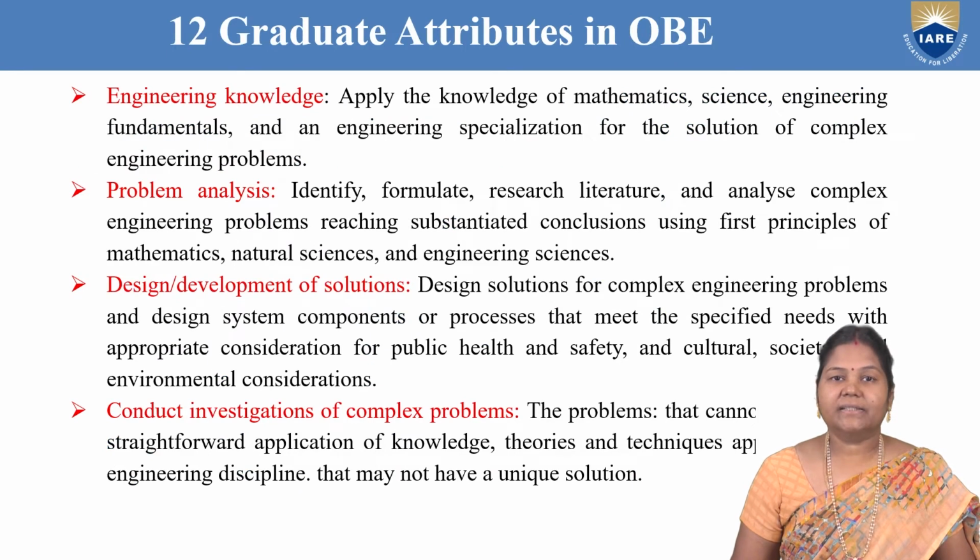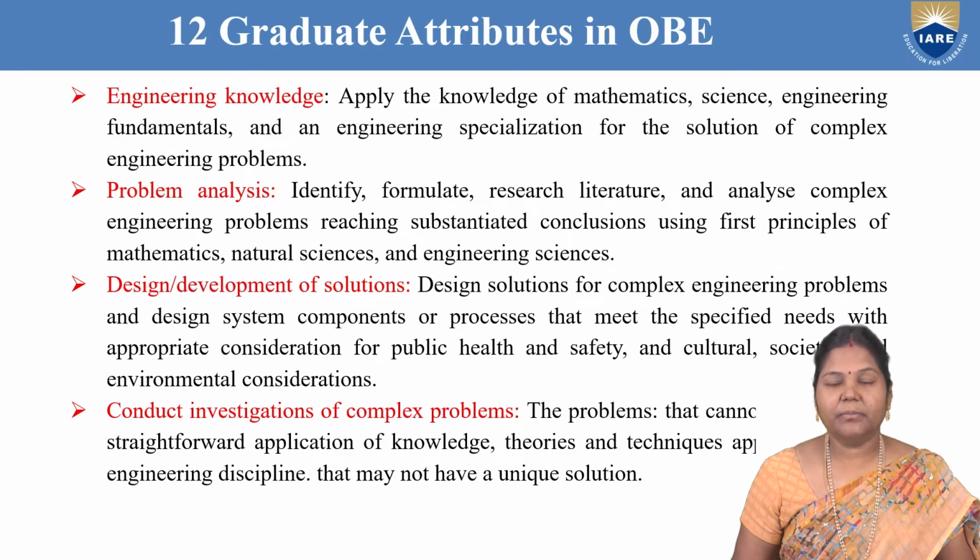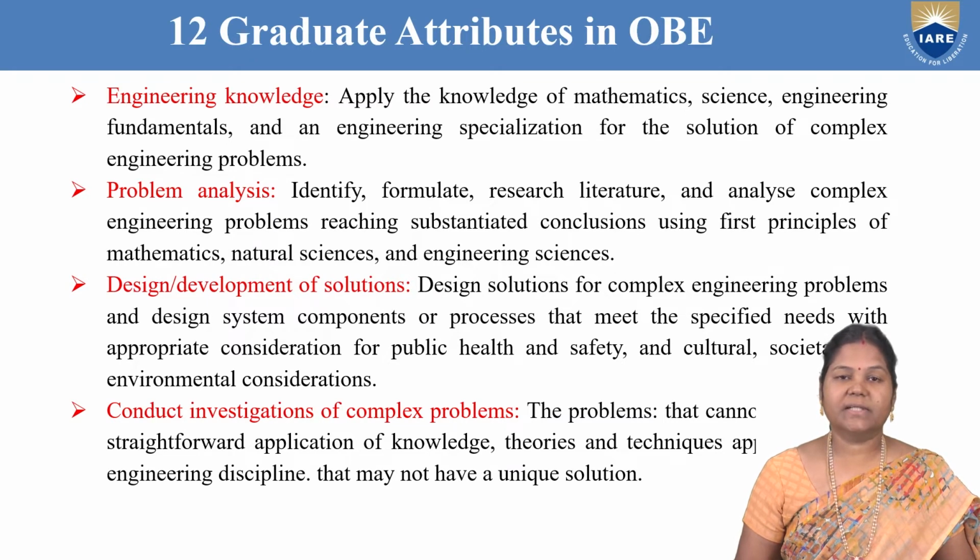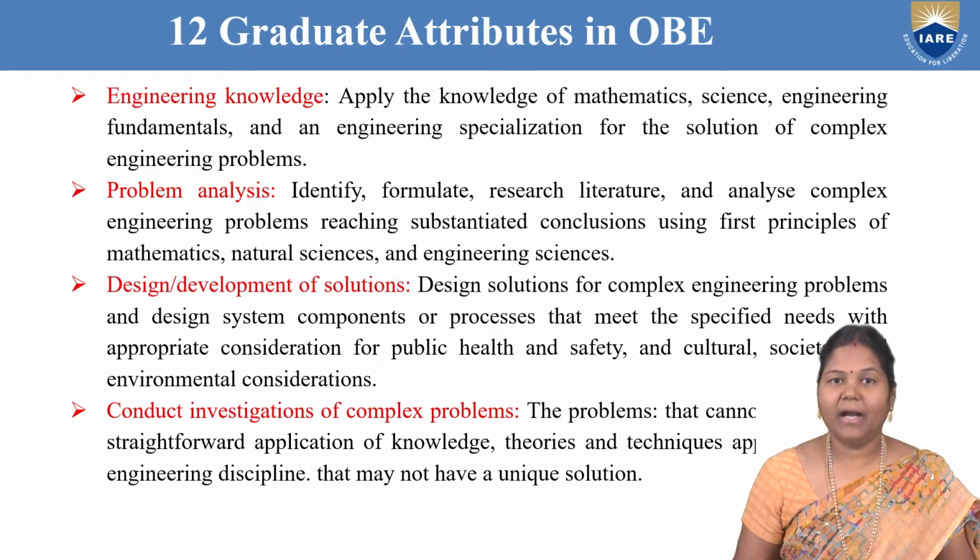Next, after understanding the Bloom's taxonomy labels to do the assessment of the outcomes, let us understand what are the 12 graduate attributes in the OBE process. These 12 graduate attributes are defined by NBA and we are following these attributes for CO-PO attainment. The first attribute is called engineering knowledge.